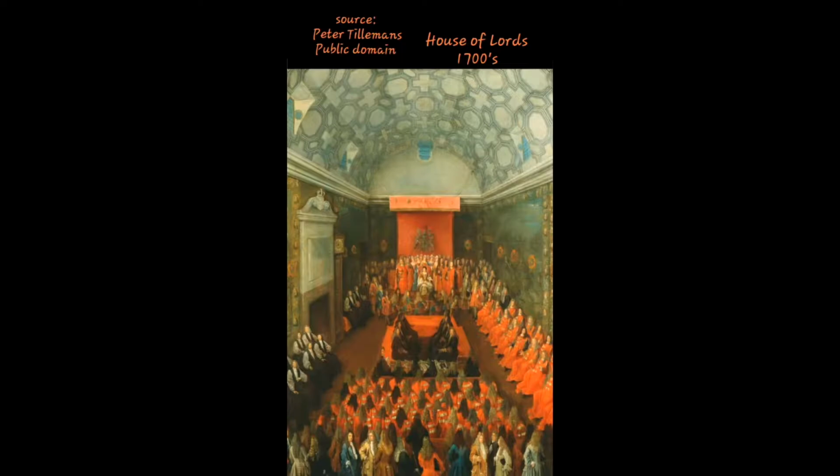It has a total of 797 seats and members. On the other hand, the House of Commons, which are the representatives of the people, has a fixed number of 650 members. Here's a current picture of it.